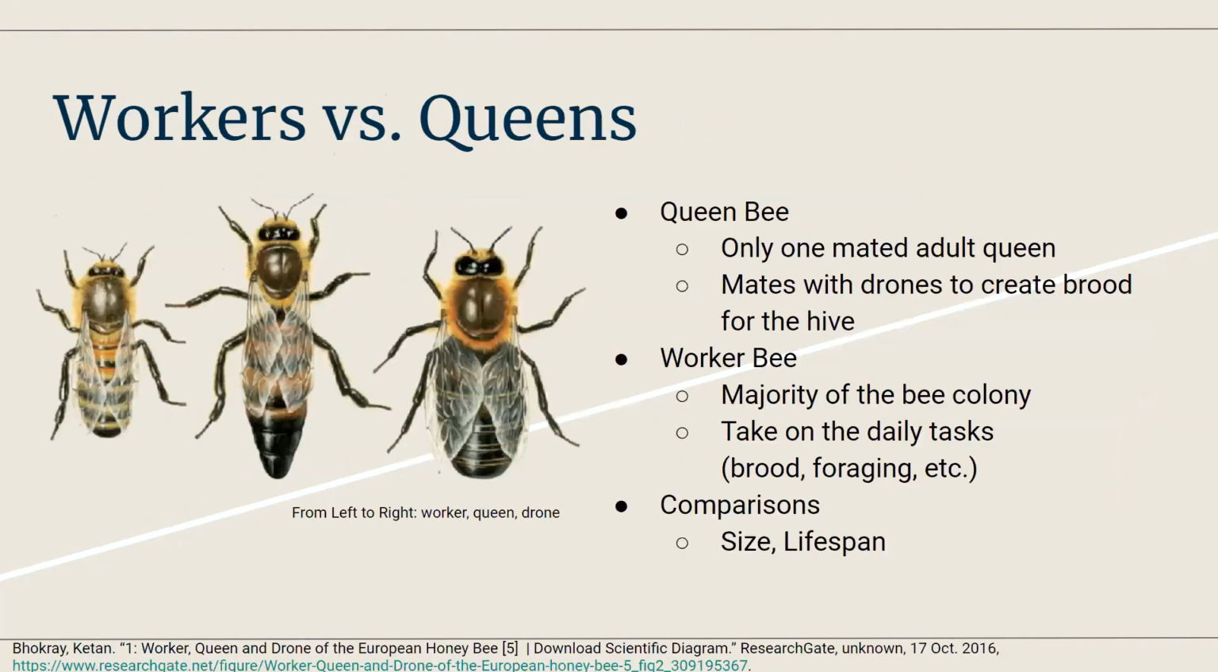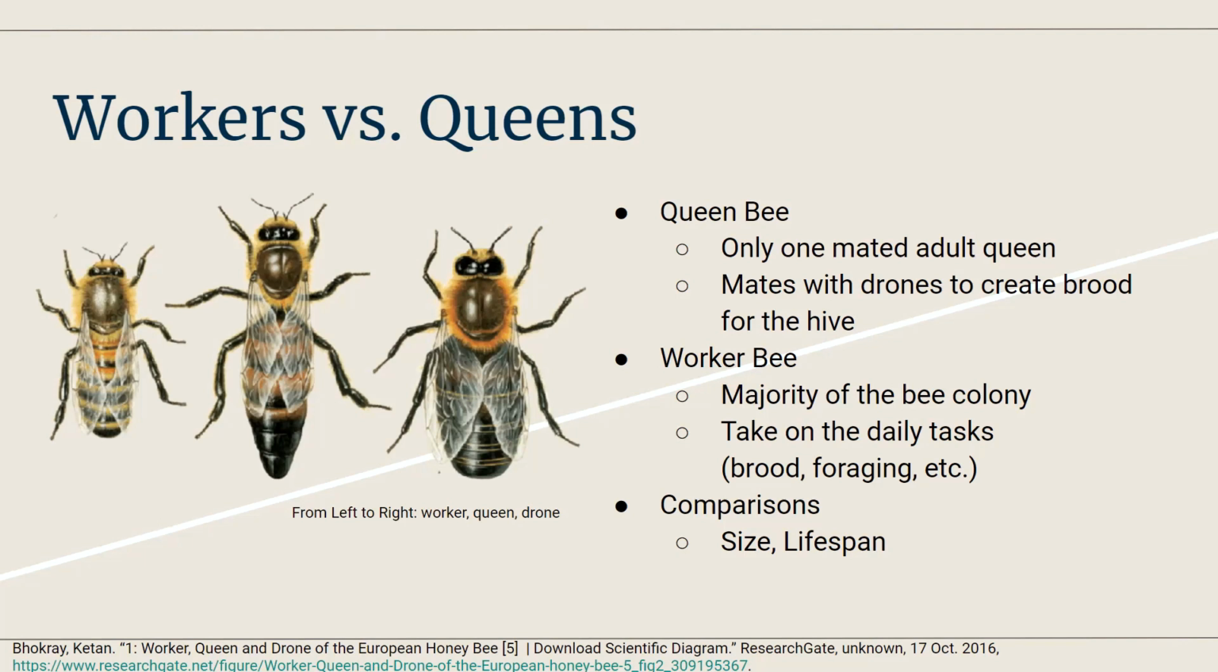Next, we're going to compare the two significant types of bees studied in this research project: the queen bees and worker bees. There's a third bee type, which are drone bees, but those can be discounted for this project. Within a beehive, there will only be one mated adult queen. All the bees in the hive would protect this queen with their life, as well as follow the commands that she gives. The queen mates with the drones to produce brood for the hive.